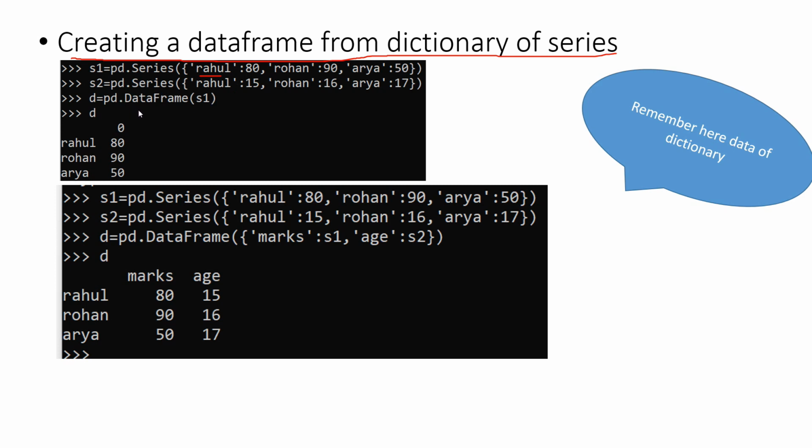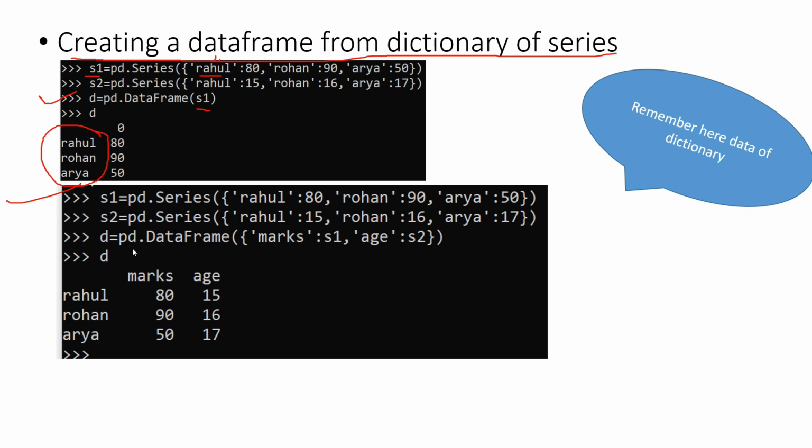So on creating this, first of all I will show you that creating a data frame using a single series, the normal one. So d is equal to pd.DataFrame(S1). So what it is simply doing here, in place of index it is specifying here Rahul, Rohan and Arya. Is that clear? Because why? Because this index is given by the series, and how this series is getting this index? By using this keys of a dictionary. Is that clear?